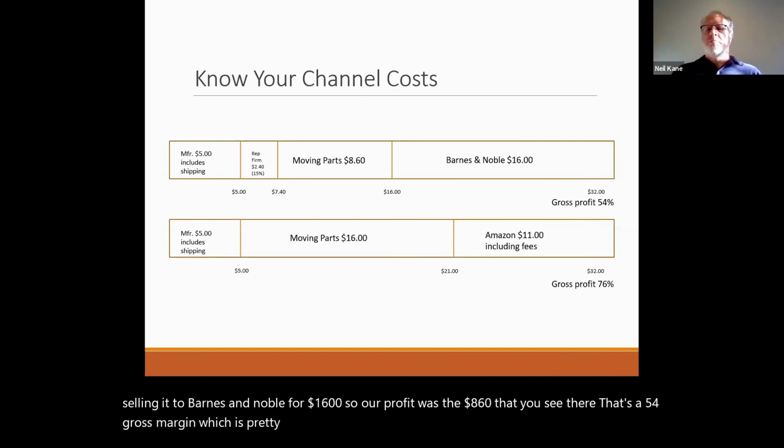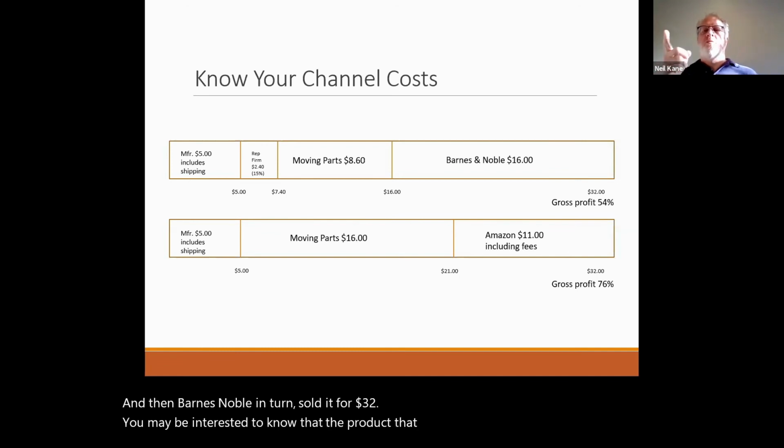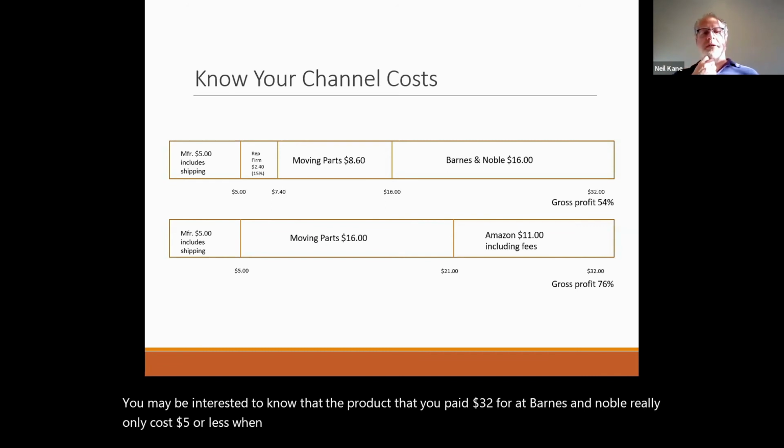And then Barnes & Noble in turn sold it for $32. You may be interested to know that the product that you paid $32 for at Barnes & Noble really only cost $5 or less when it was manufactured in China.